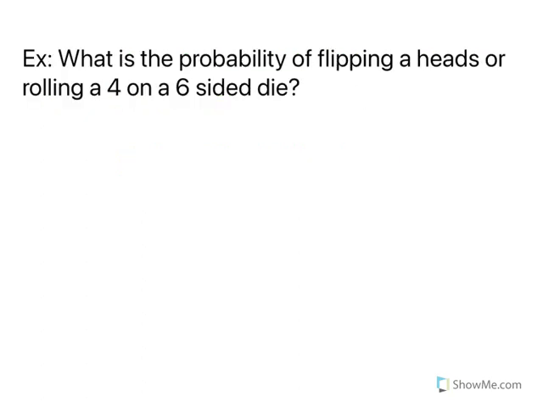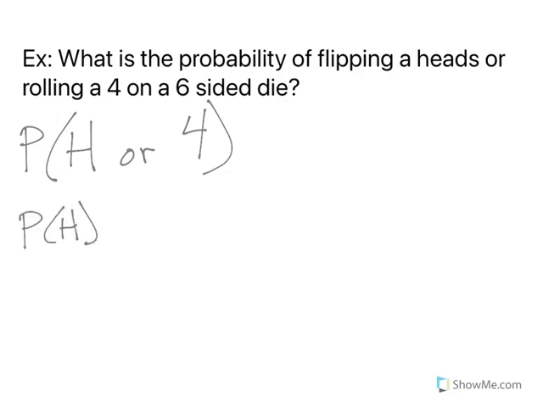All right, let's jump right in and look at this. What is the probability of flipping a heads or rolling a 4 on a 6-sided die? All right, first let's write this out. Probability of flipping a heads or rolling a 4. I'm a big fan of seeing what I'm doing. So I see this as an OR problem. So that means I want to take the probability of heads plus the probability of a 4. And I know that flipping a heads and rolling a 4 share no common elements, so this is fine.